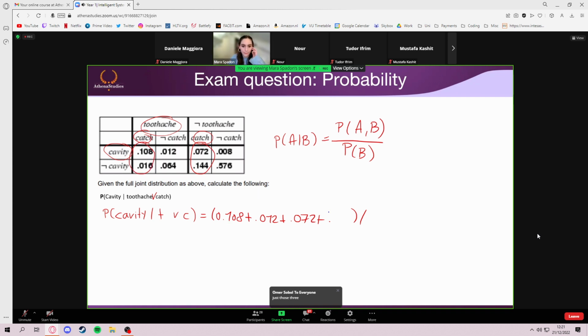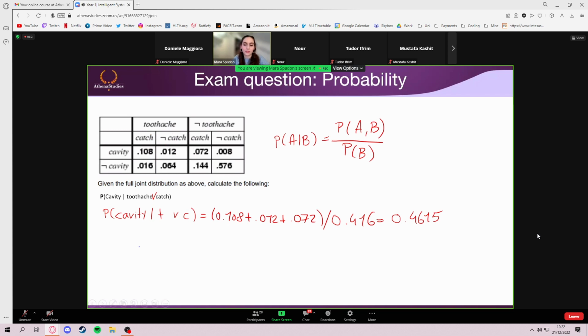And then I divided that by the probability of toothache or catch, which was 0.108 plus 0.016 plus 0.012 plus 0.06 plus 0.072 plus 0.144. All of that together was 0.416. And the final value for this one was 0.4615.